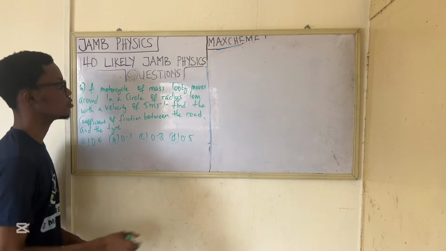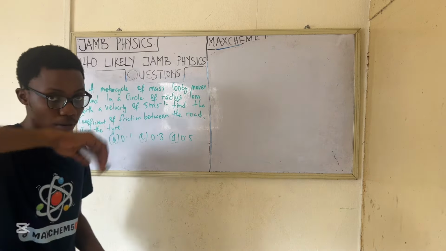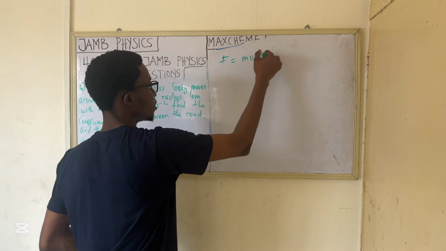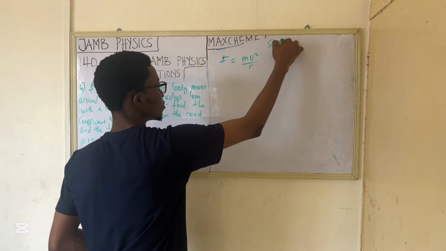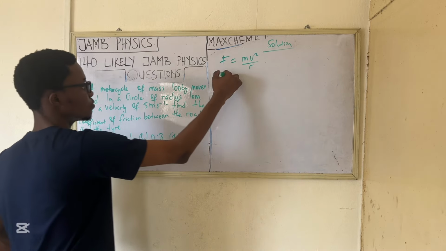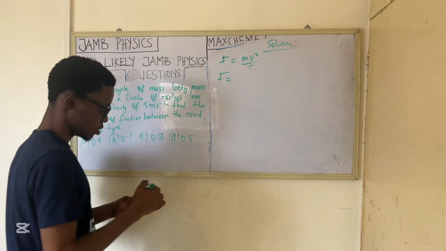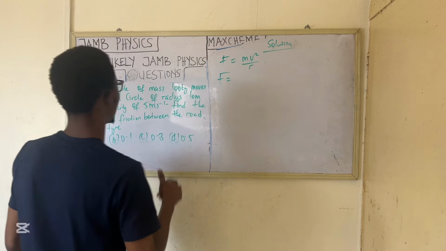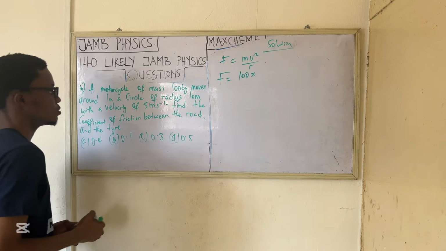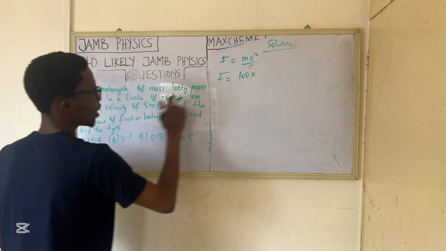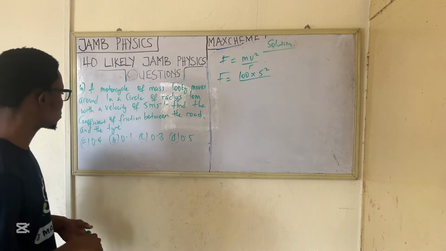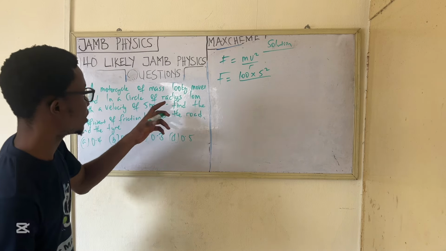Now if you look at this, the motion is in a circular path. So the force is to be centripetal force, that is denoted as mv squared over r. That means we are looking for the centripetal force first. Now, what is our mass? Our mass is 100 from the question. What is velocity? Velocity is 5. So that's 5 squared over. Now, what is the radius? The radius is 10 meters.